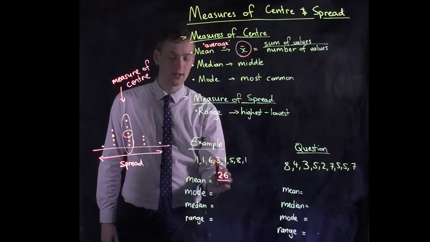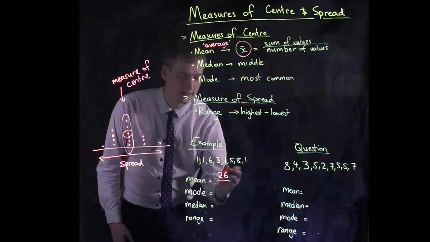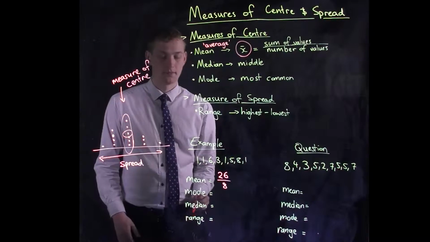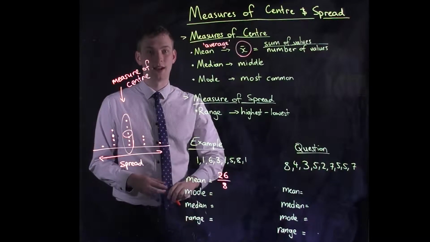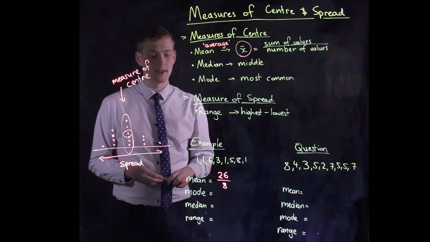So there's 1, 2, 3, 4, 5, 6, 7, 8. So we can put 8 on the bottom. So that would be our mean. And you could write that as a decimal, or you could leave it as a fraction. I'm just going to leave it like that for now.